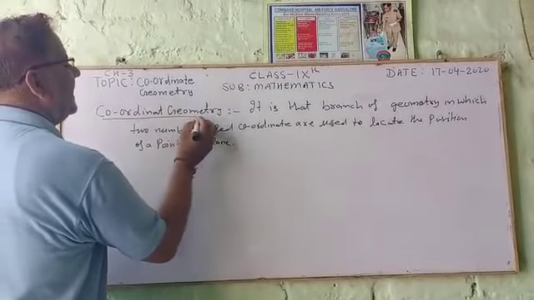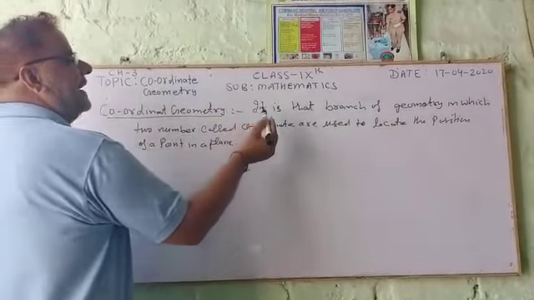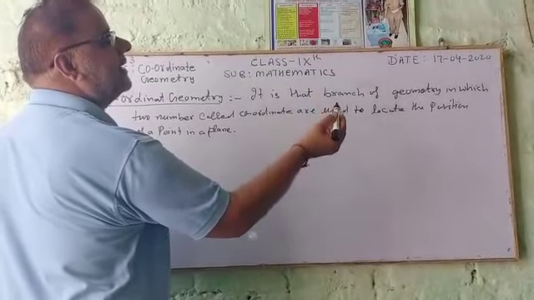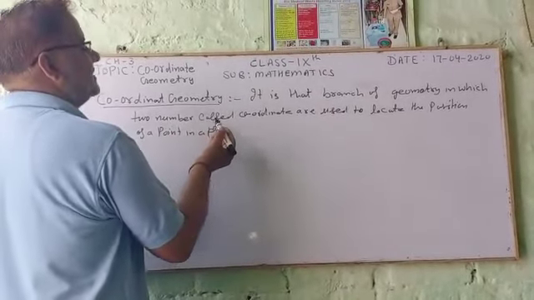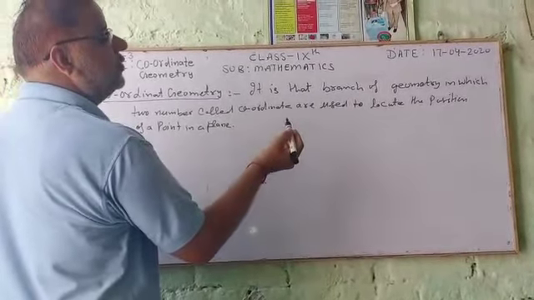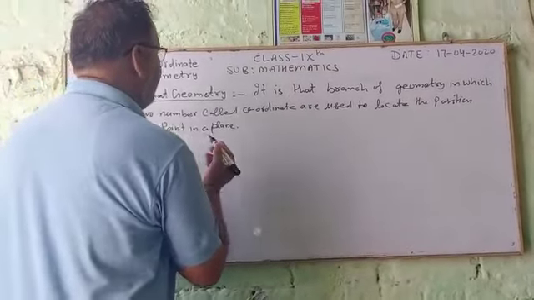First we write down the definition of coordinate geometry. It is that branch of geometry in which two numbers called coordinates are used to locate the position of a point in a plane.